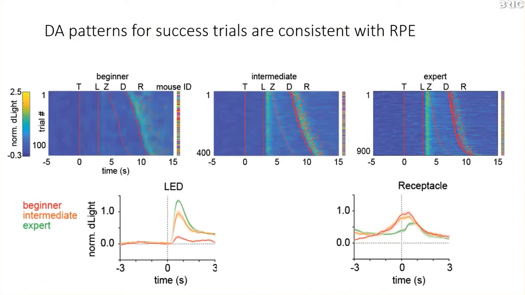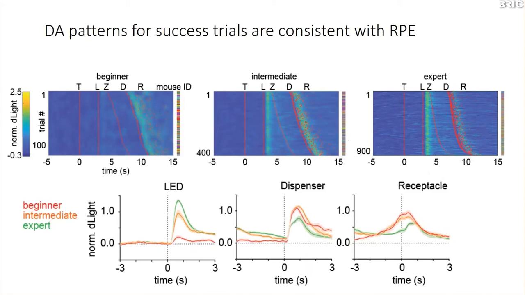And the reason the reward response starts before the actual consumption of the reward or entry to the receptacle is most likely because the animal now shows a response to the click sound of the dispenser itself, and that's supported by the fact that the increase in dLight signal close to this R actually starts right after the dispensing of the pellet, which causes a click sound.